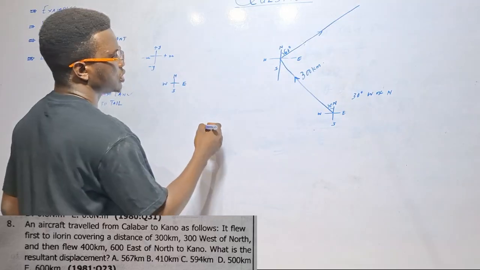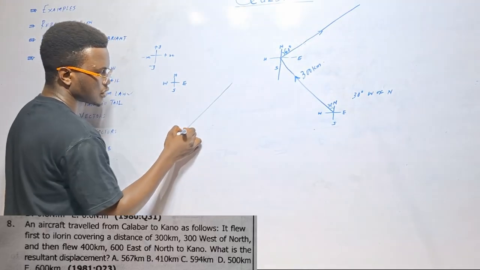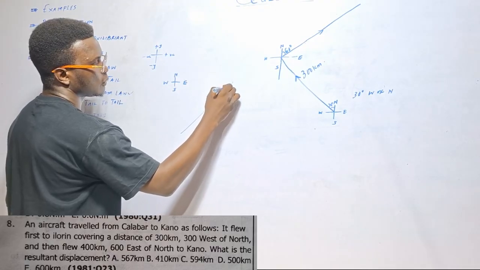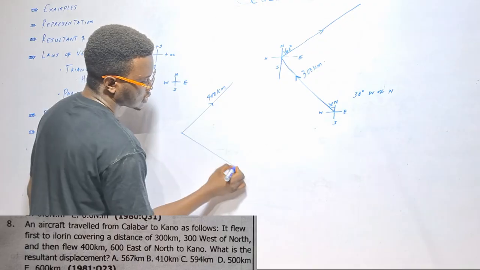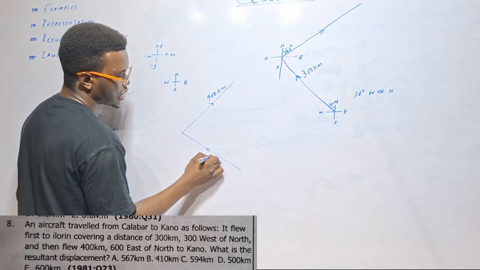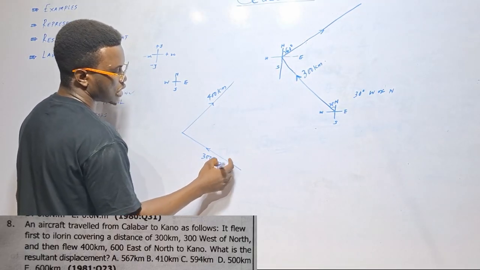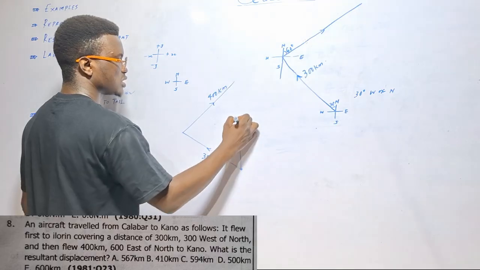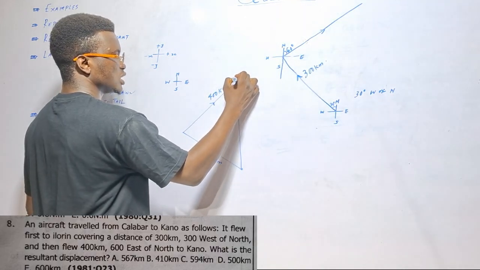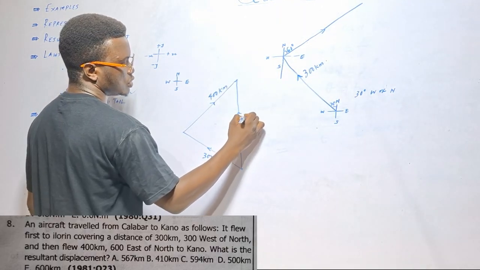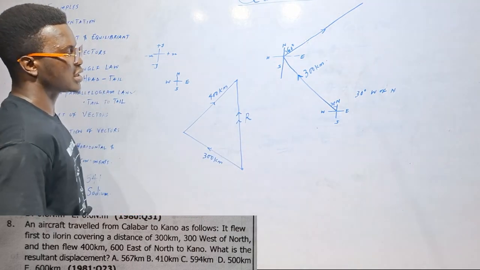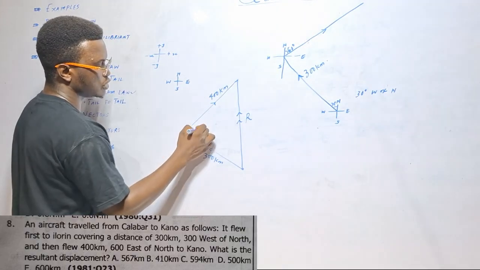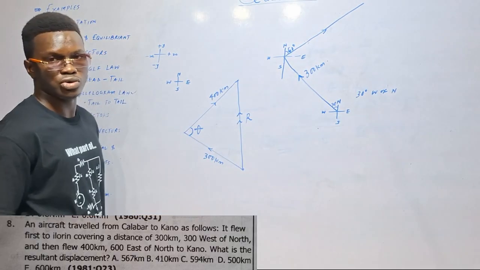Let me draw that again. So this is 400 kilometers and this is 300 kilometers. If you look at the arrows, it goes head to tail. I told you that anytime you are looking for direction, it goes from the starting point to the finish line. So this is their magnitude now. So how do we get the magnitude? I told you the angle facing this side is what would determine what you're going to use.